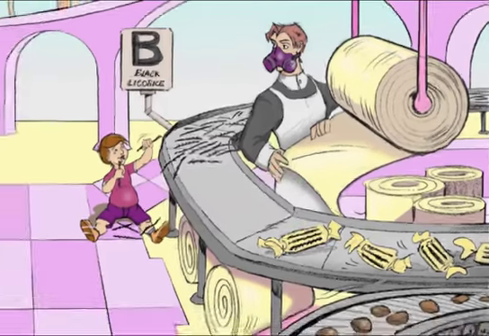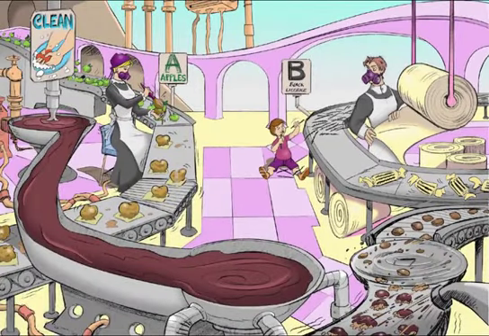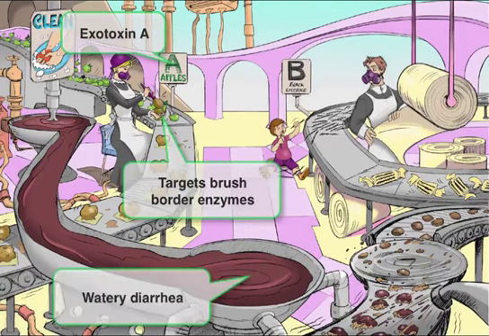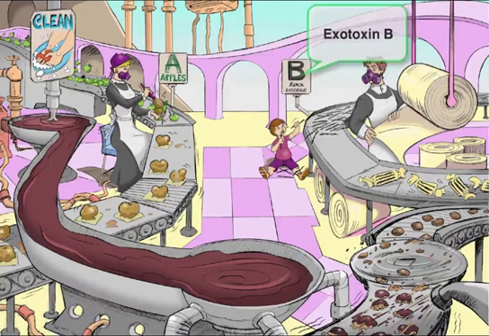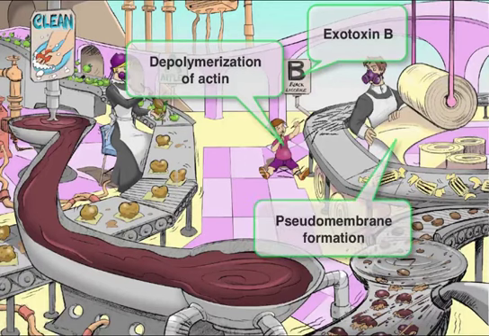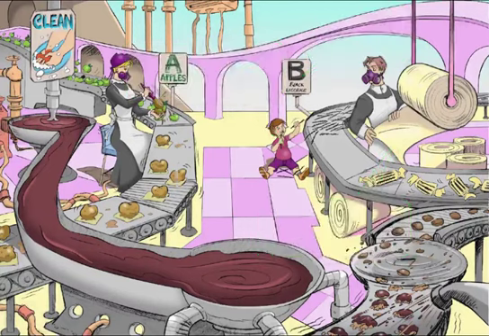So to review once more, because this is really important, exotoxin A, represented by workstation A for apples, attacks the brush border, causing the watery diarrhea. Exotoxin B is represented by workstation B for black licorice. It causes depolymerization of actin, represented by the kid eating up the licorice, which is shaped like actin, which causes pseudomembrane formation, which is represented by the worker wrapping the licorice in yellow membranes. Got it?